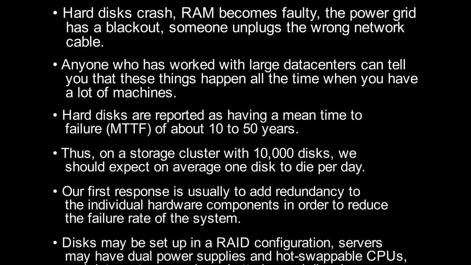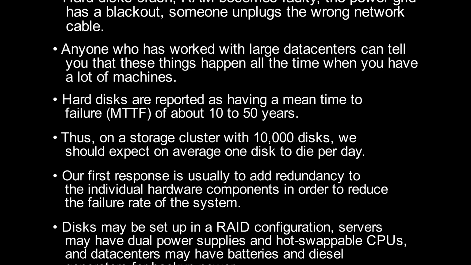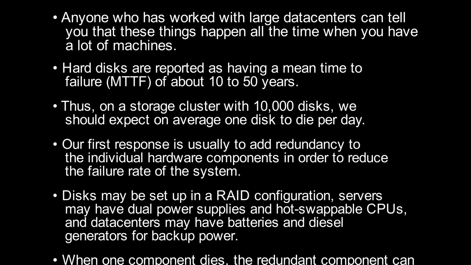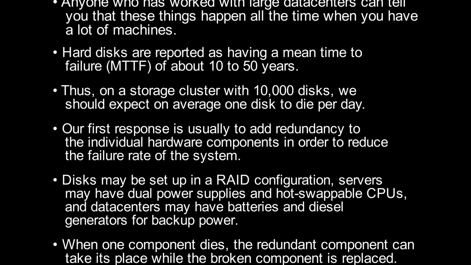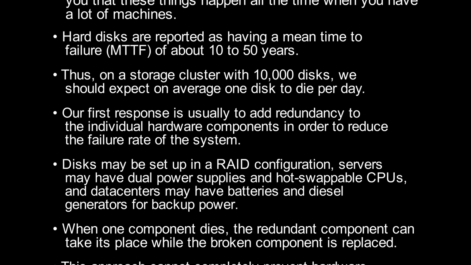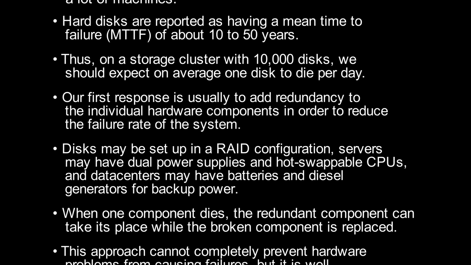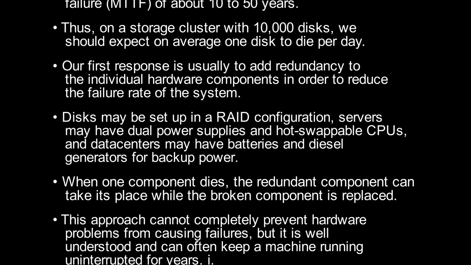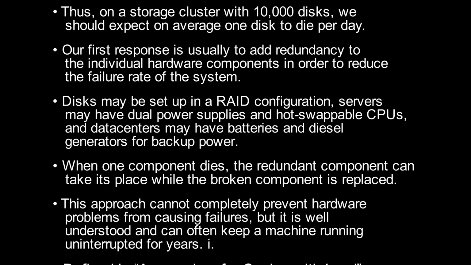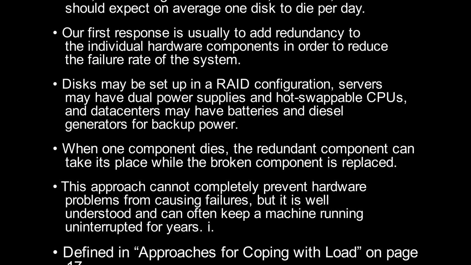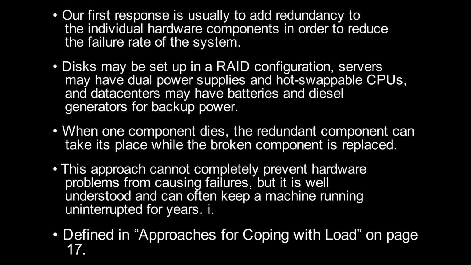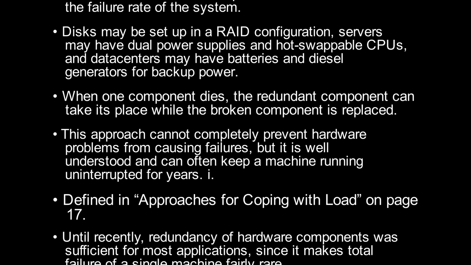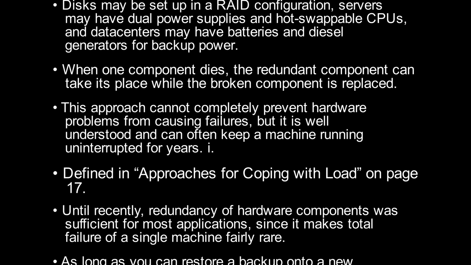Our first response is usually to add redundancy to the individual hardware components in order to reduce the failure rate of the system. Disks may be set up in a RAID configuration, servers may have dual power supplies and hot-swappable CPUs, and data centers may have batteries and diesel generators for backup power. When one component dies, the redundant component can take its place while the broken component is replaced. This approach cannot completely prevent hardware problems from causing failures, but it is well understood and can often keep a machine running uninterrupted for years. Defined in Approaches for Coping with Load on page 17.